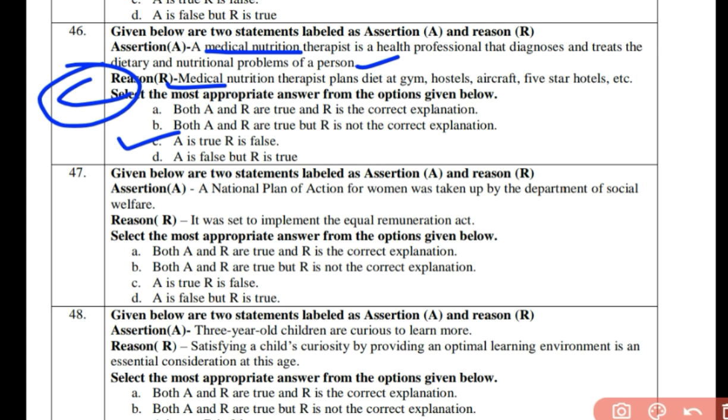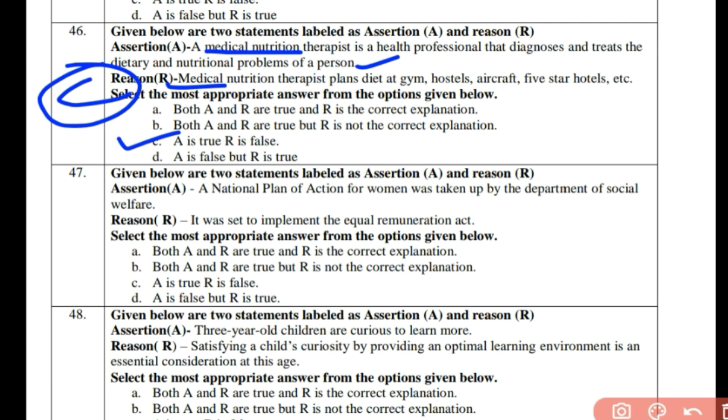Question number 47, assertion. These are a little bit confusing. You might get confused about whether the reason is correct or not. I'm sure you will be able to identify whether the sentence is correct or not. There might be some problem identifying the correct explanation, but with practice, you can surely do it.